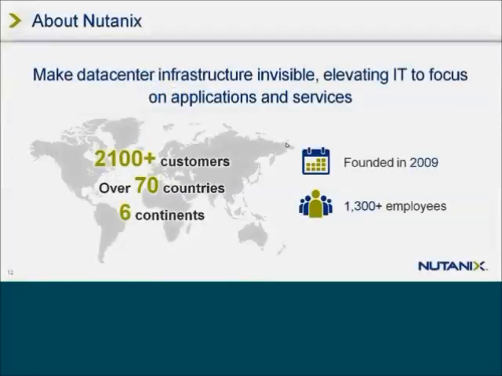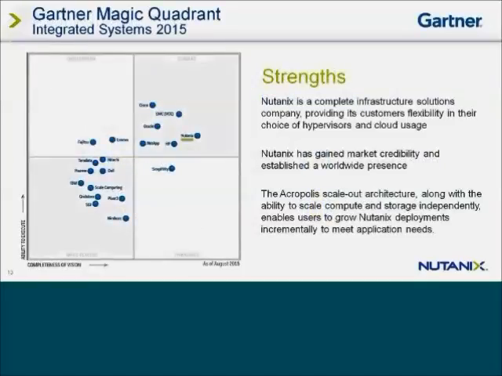So most of you may have heard about Nutanix, but for those who haven't, we make data center infrastructure invisible, and we've been doing it since 2009 with over 1,300 employees. We've got well over 2,000 customers. We're a global organization, and we've got great support as well. We're actually named a leader by Gartner in the integrated systems category for our vision and our strategy.